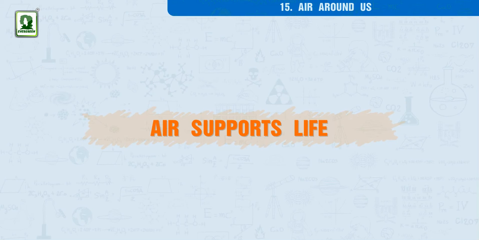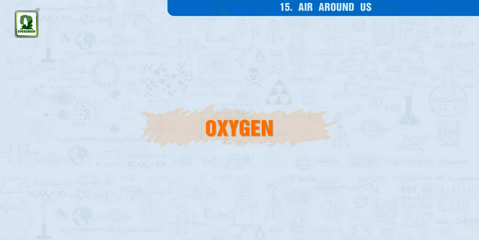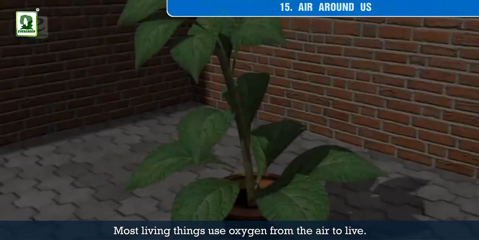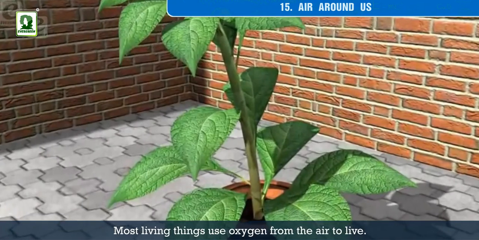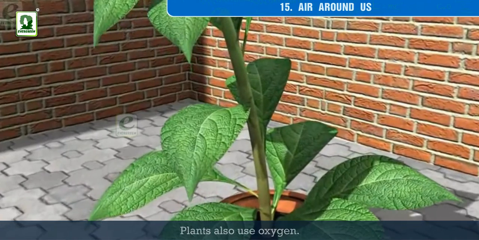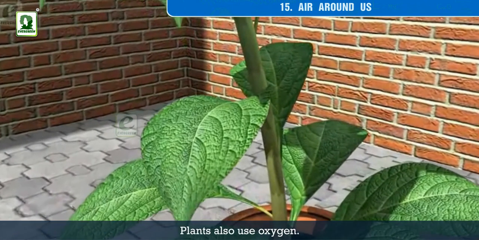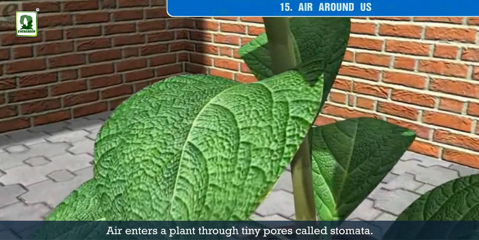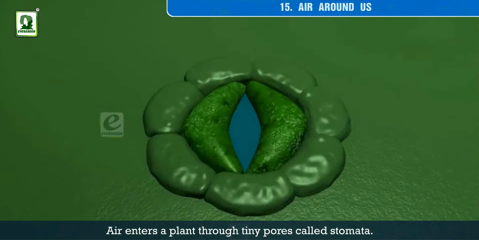Air supports life. Oxygen. Most living things use oxygen from the air to live. Plants also use oxygen. Air enters a plant through tiny pores called stomata.